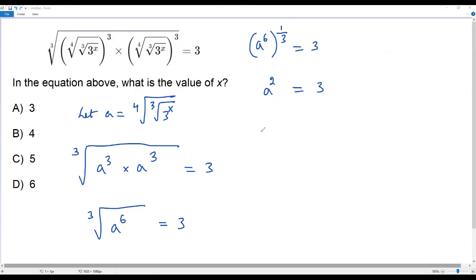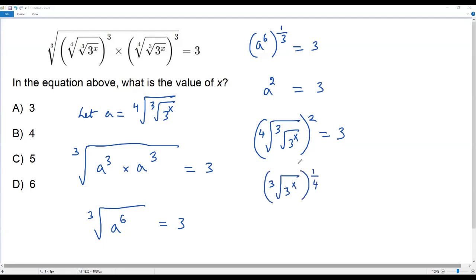Then I'm getting the fourth root of cube root of 3 to the power of x, whole squared, equals 3. In my next step, I'm going to write this fourth root as an exponent, which gives the exponent 1/4. That is, cube root of 3 to the power of x, whole to the power of 1/4. Already we have the exponent 2, equals 3.